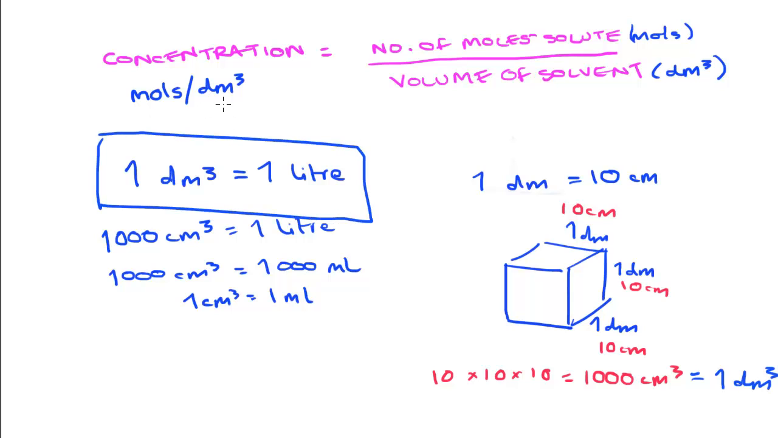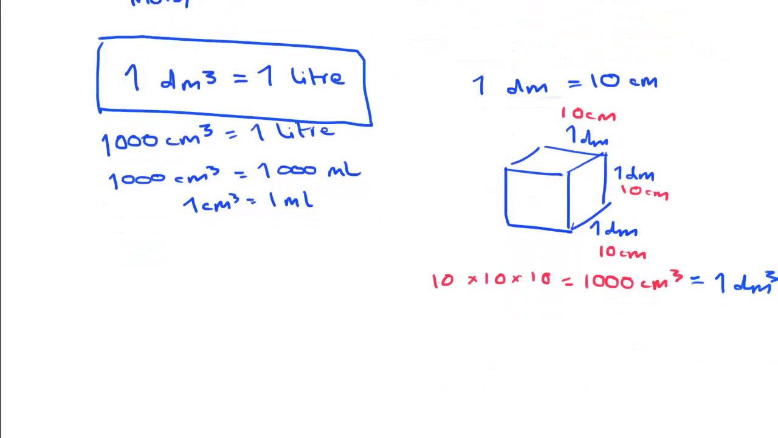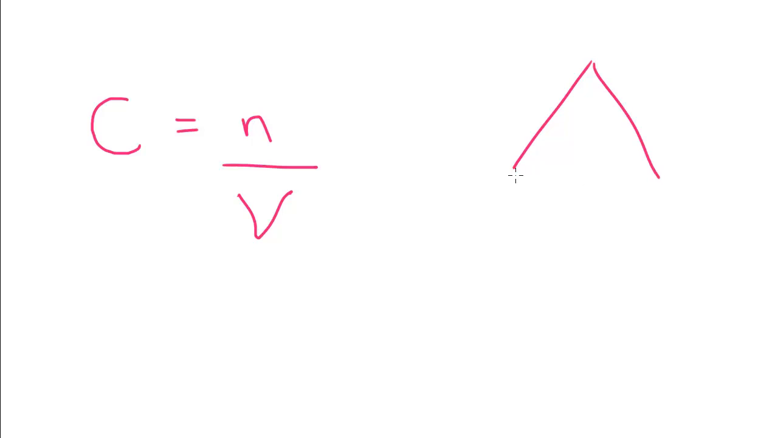So basically decimeters cubed equals liters. So there's our equation: concentration equals number of moles of solute over volume of solvent. Now if we write that in shorthand, let's stick that in a triangle for you. We can say concentration equals number of moles over volume. C equals n over V. If we'd like to put that in a triangle, so that's concentration, volume, here. There it is in the triangle.